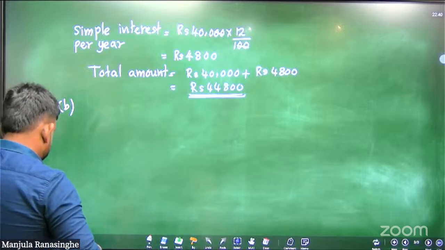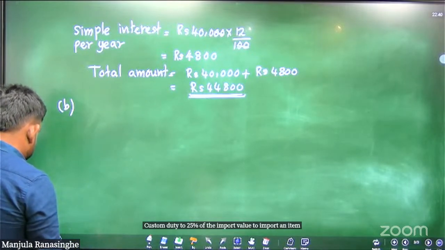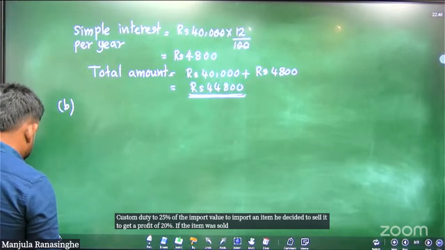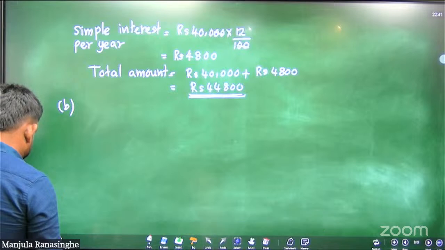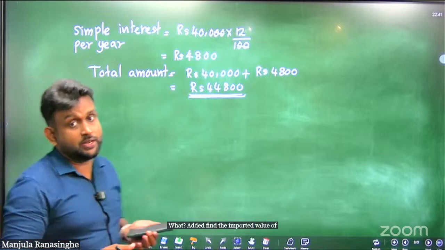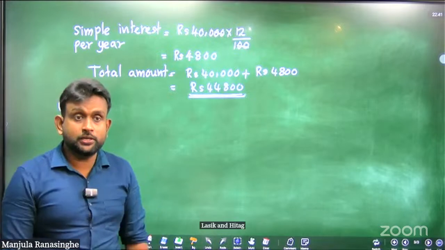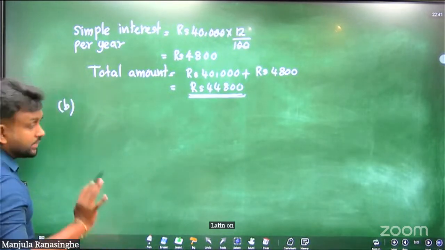Custom duty 25% of the import value to import an item. He decided to sell it to get a profit of 20%. If the item was sold for 51,750, including 15% VAT added, find the imported value of the item. Right, look at this sum. It has developed in a way that is not easy to figure out. So understand the scenario.